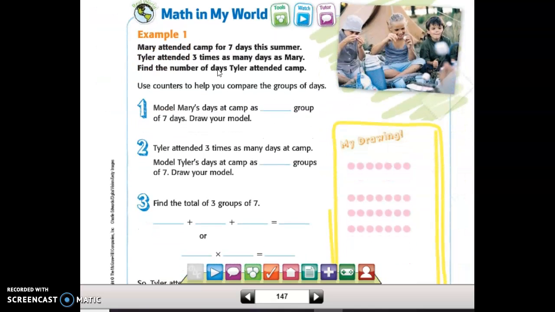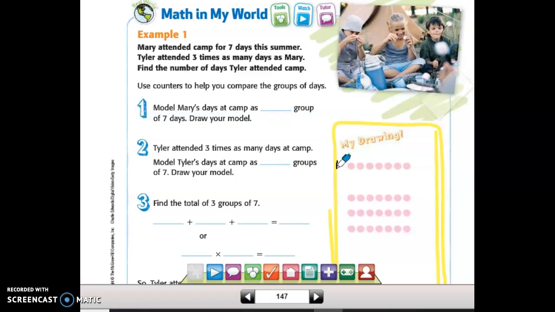Example 1, Mary attended camp for 7 days this summer. Tyler attended 3 times as many days as Mary. Find the number of days Tyler attended camp. For example 1, we're going to use counters to compare the group of days. So they first set up our drawing box of work.